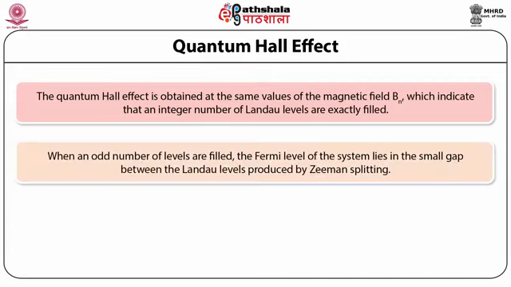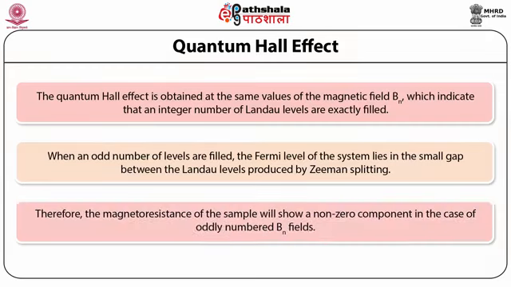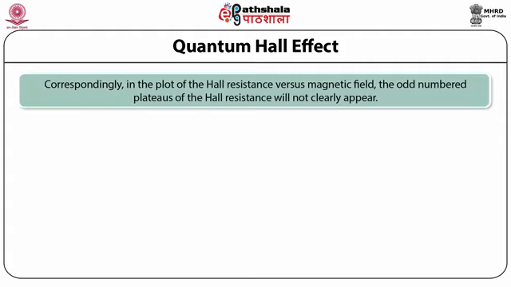When an odd number of levels are filled, the Fermi level of the system lies in the small gap between Landau levels produced by Zeeman splitting. It is easy to thermally activate the electrons close to the Fermi energy to the next n equal to 2 Landau levels. Therefore, the magnetoresistance of the sample will show a non-zero component in the case of odd-numbered Bn field. Correspondingly, in the plot of Hall resistance versus magnetic field, the odd-numbered plateaus of the Hall resistance will not clearly appear.